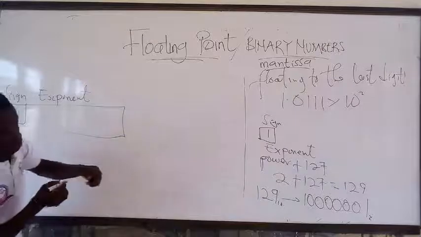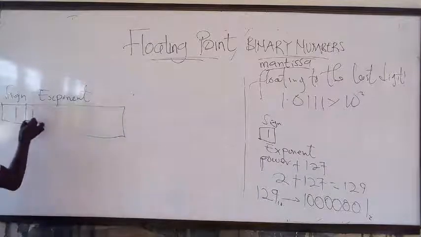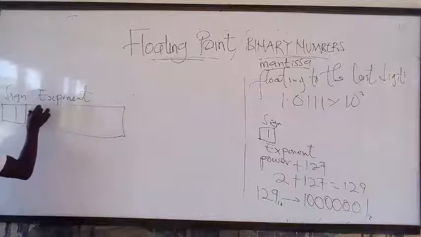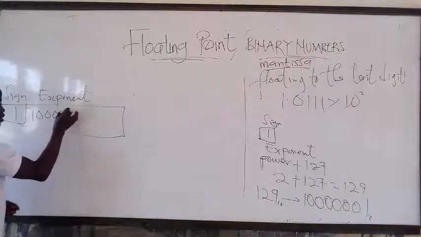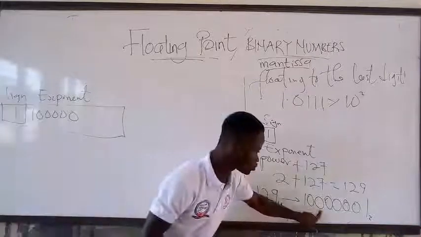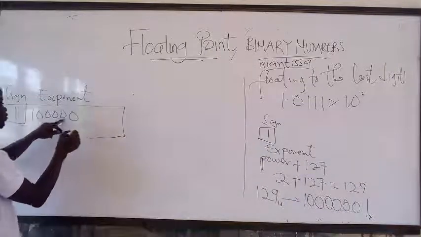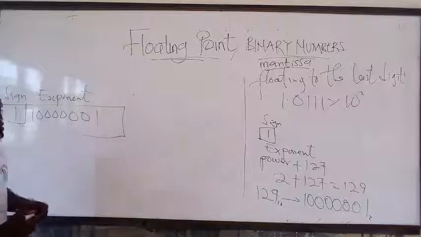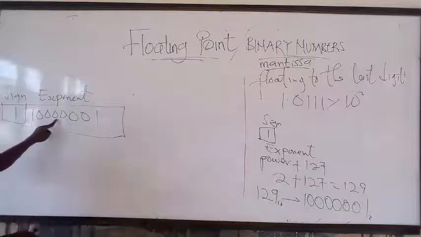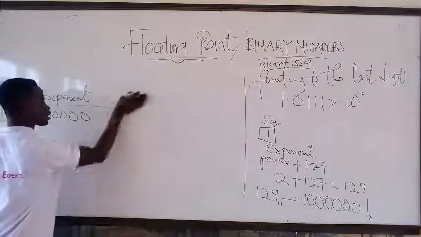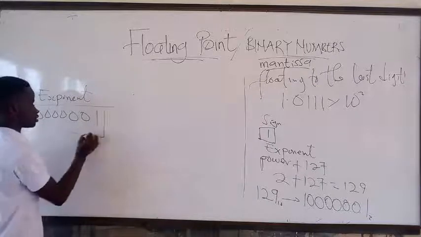Okay. What we have there, what is that? Okay, where is it? 1 0 0 0 0 0. I think 4 zeros, right? 1 2 3 4 5 6. Then 1. Alright. So when you count 1 2 3 4 5 6 7 8. Okay. So that is the exponent.